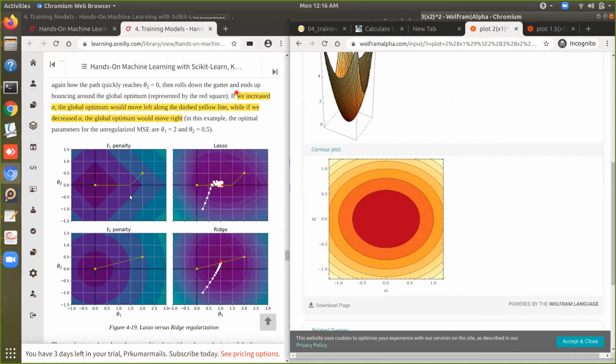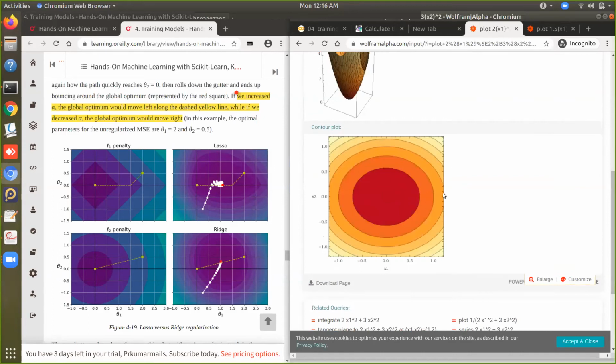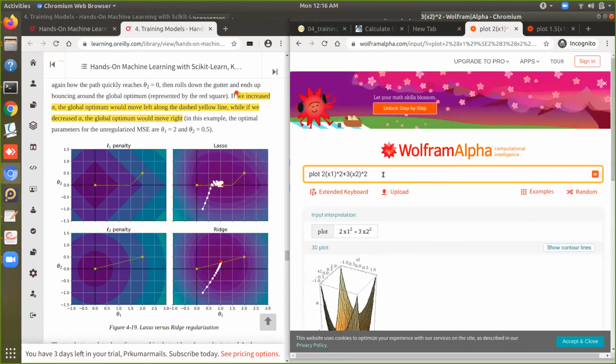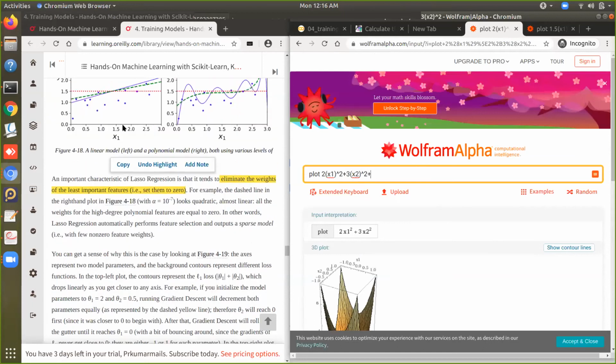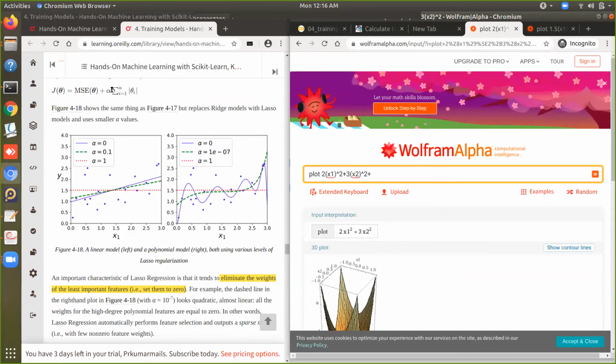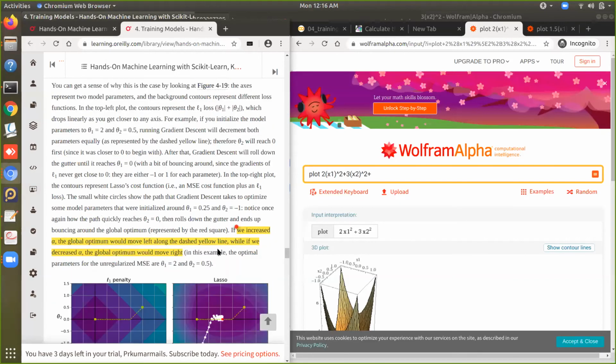Why? Because this is the L1 penalty, this is the L2 penalty, and we are adding some extra stuff. If we add some extra stuff, our origin will change. And what is that extra stuff in our case? It is some proportion of the weights. So depending on the alpha, these values will change.